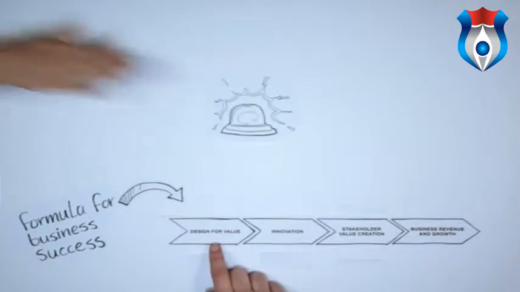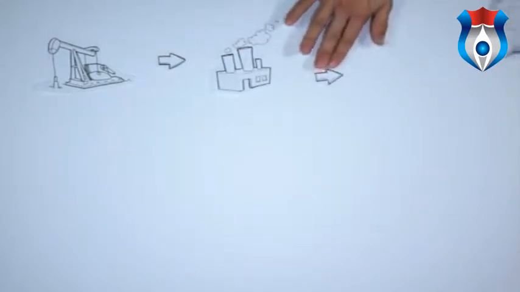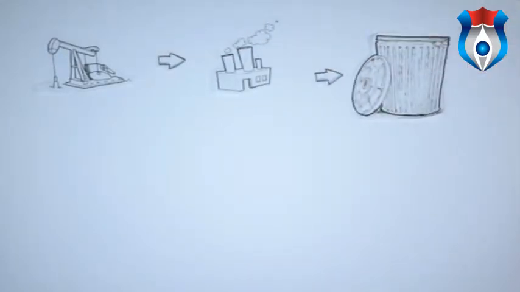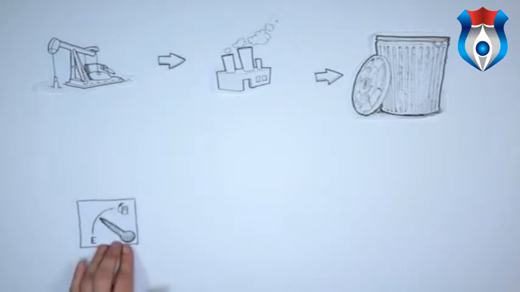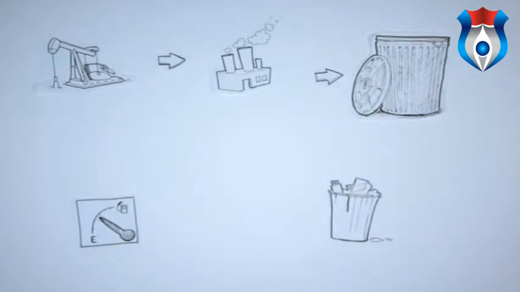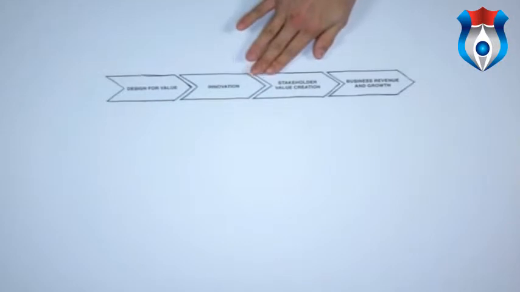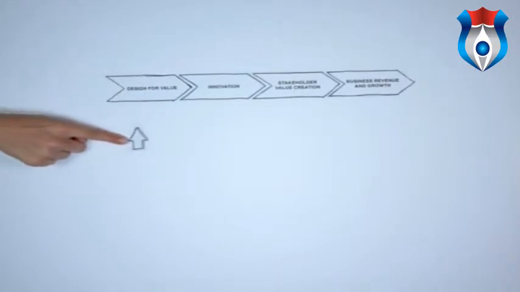But there's a problem with this formula for business success. If this success formula is used in our current take, make and dispose economy, this just leads to an accelerated depletion of resources and more stuff coming onto the market, which ultimately gets dumped or burned. And that's not a sustainable situation in any shape or form. Screw that. So how can we modify this success formula to make it sustainable?